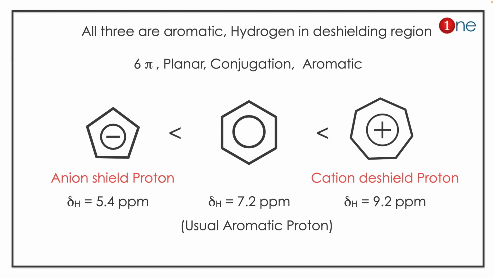So the cation is obviously deshielded because of its electron withdrawing tendency. The anion is always shielded because of its electron donating tendency. So the anion will have a low chemical shift when compared to the cation. The middle one will be neutral benzene. So the molecules have different electron density, and will have different chemical shifts.